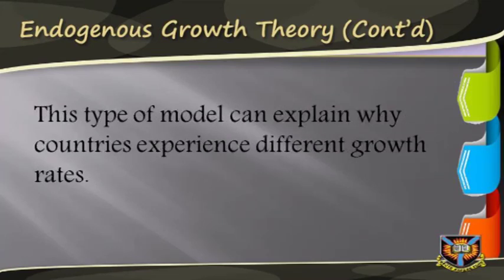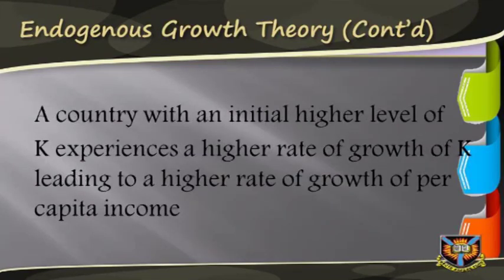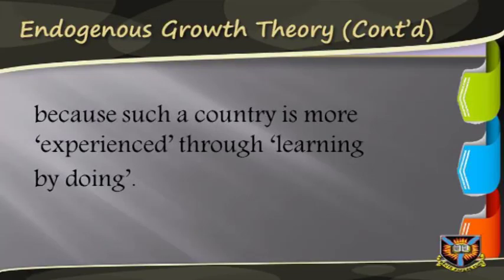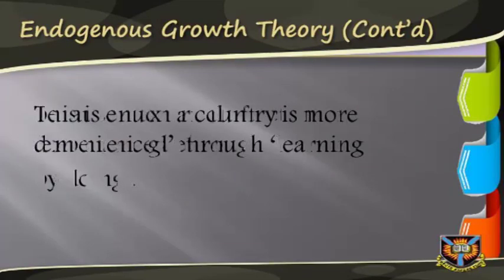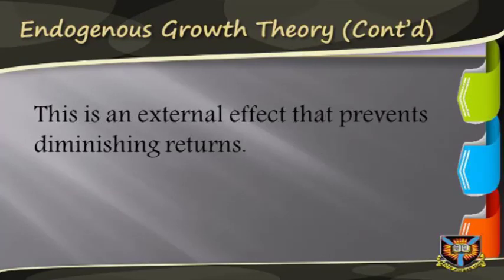This type of model can explain why countries experience different growth rates. A country with an initially higher level of K experiences a higher rate of growth of K, leading to a higher rate of growth of per capita income, because such a country is more experienced through learning by doing. This is an external effect that prevents diminishing returns.